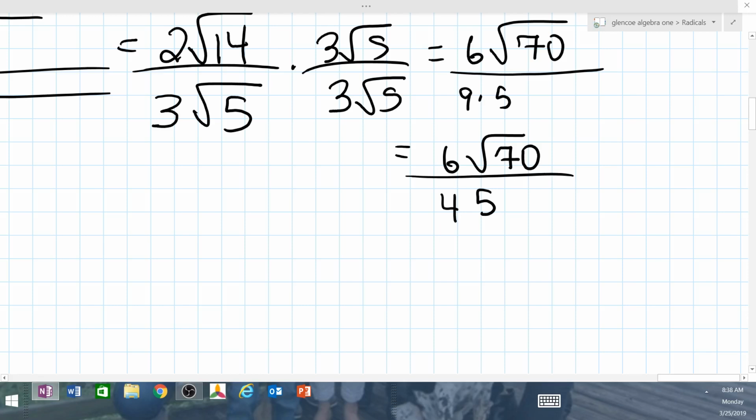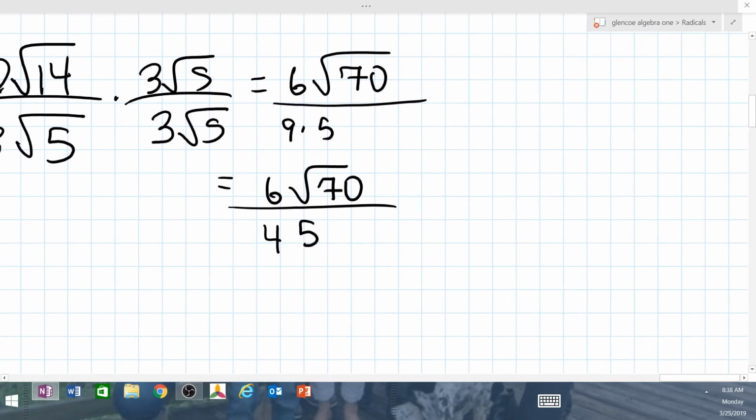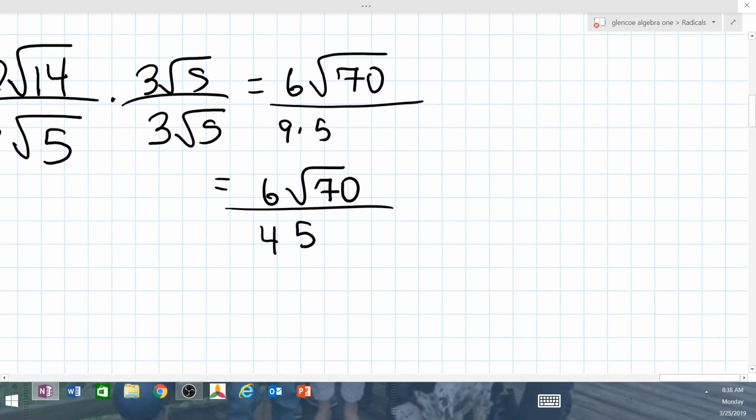You should multiply it by the whole existing denominator, 3 radical 5 times 3 radical 5. Otherwise, it's very easy to lose that 3 and to make a mistake at the end, and then you're going to get the whole thing wrong. So I would prefer for right now, since you're beginning, that you multiply it by the existing denominator. And that's what I had written in my steps. So we have 6 radical 70 over 45.